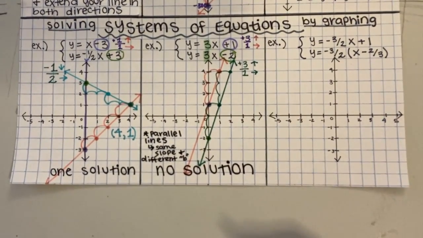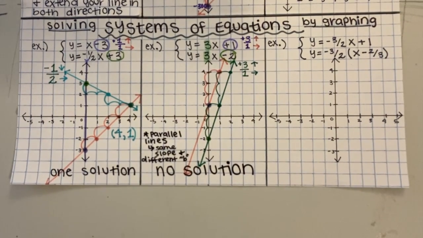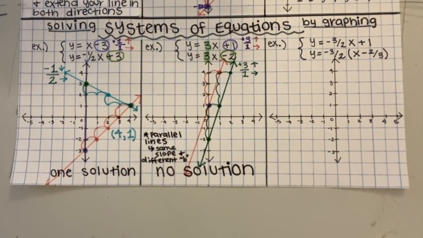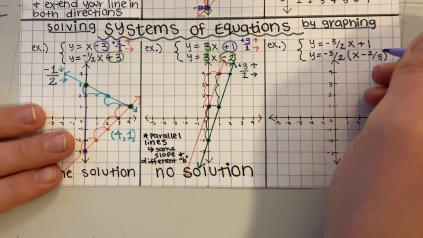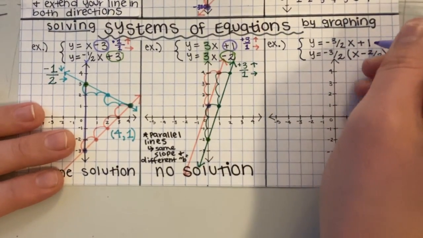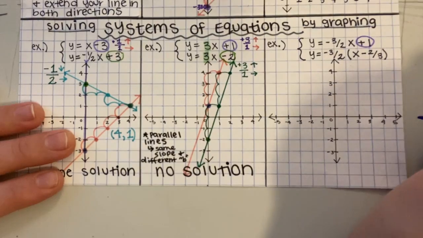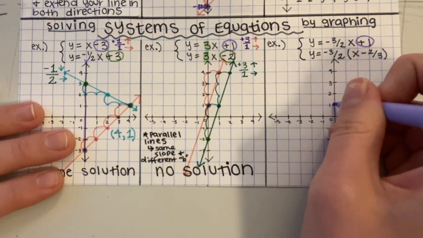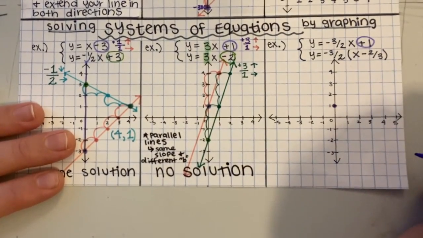Now we have one more example. Just like the other two, we're going to start off the same and just start with one equation at a time. I am going to identify my y-intercept, which is positive 1. I'm going to go to this positive 1 and I'm going to put a point.